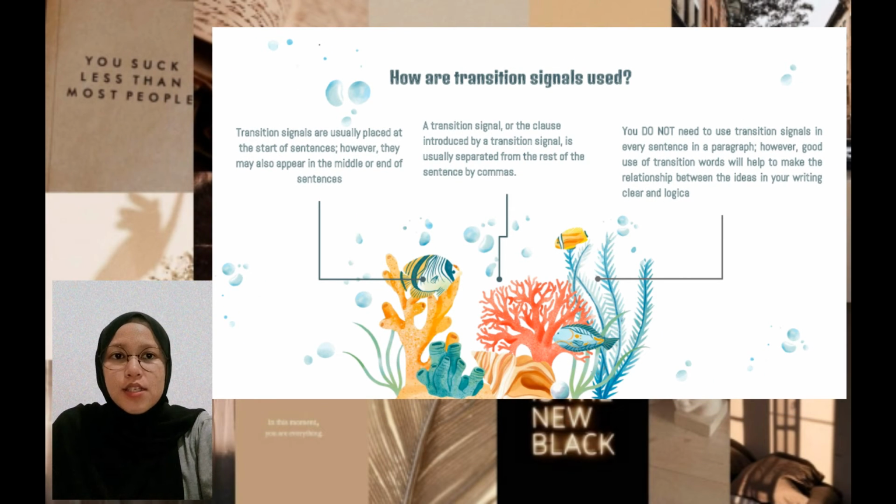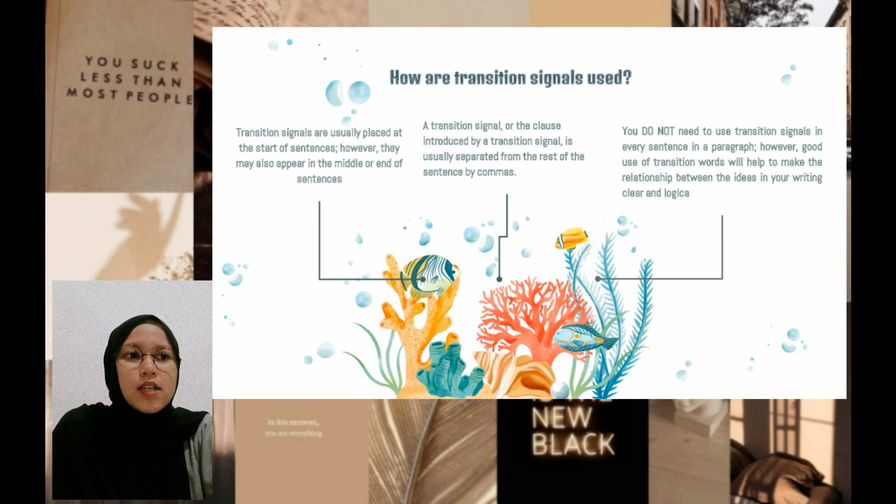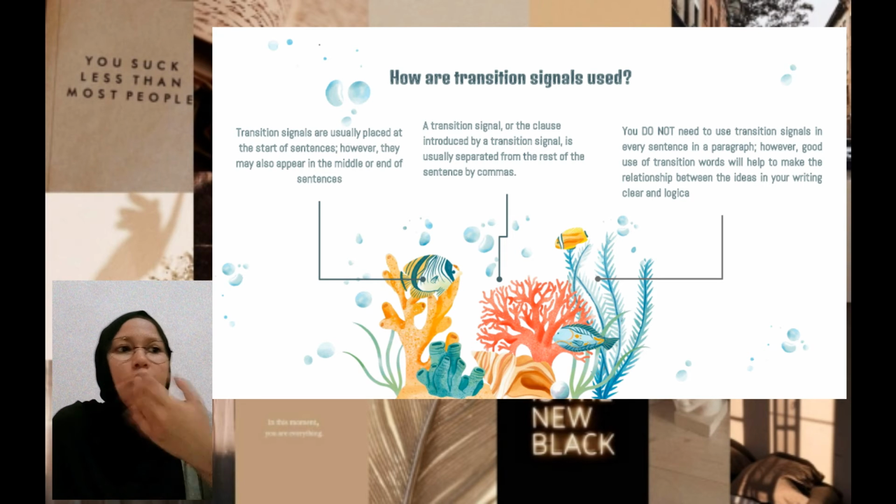The first, transition signals are usually placed at the start of a sentence. However, they may also appear in the middle or end of a sentence. The second, a transition signal or the clause introduced by a transition signal is usually separated from the rest of the sentence by a comma. The third, you do not need to use a transition signal in every sentence in a paragraph. However, good use of transition words will help to make the relationship between the ideas in your writing clear and logical.